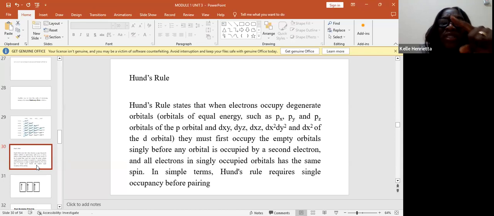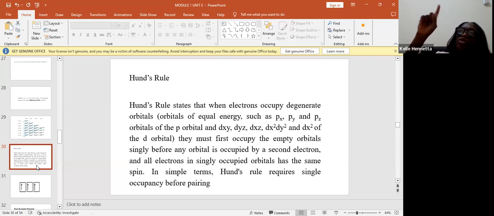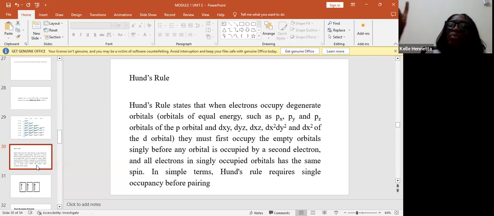And all electrons in singly occupied orbitals have the same spin. So, in simple terms, Hund's rule requires single occupancy before pairing. Because if you remember your O level, when you're writing electronic configuration, you have some orbitals where you begin to pair. But Hund's rule is saying you have to follow this rule.